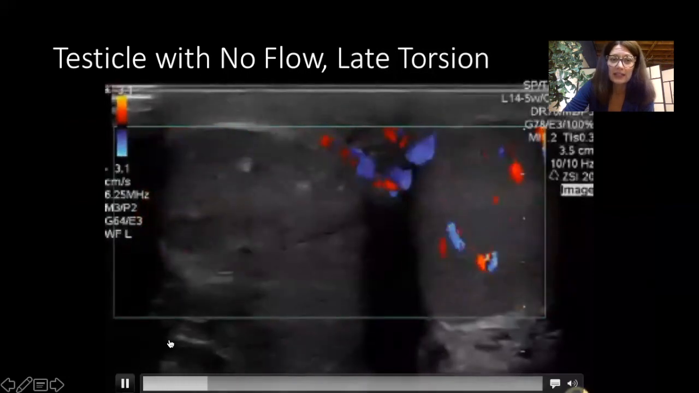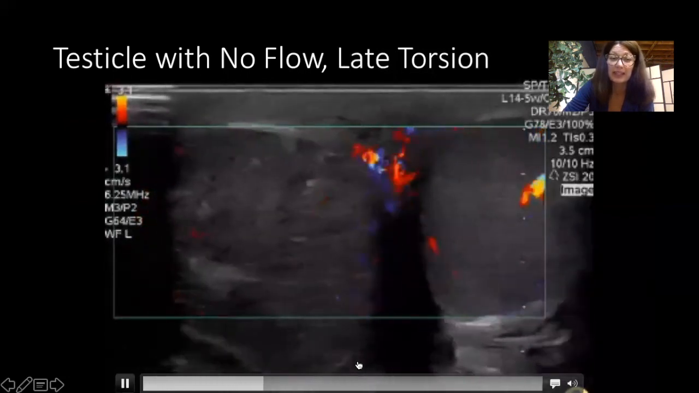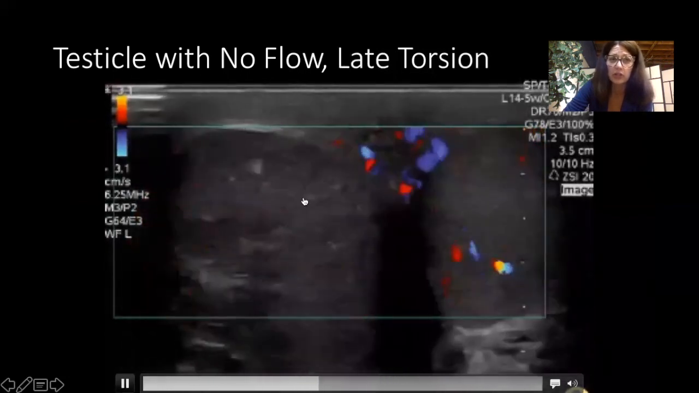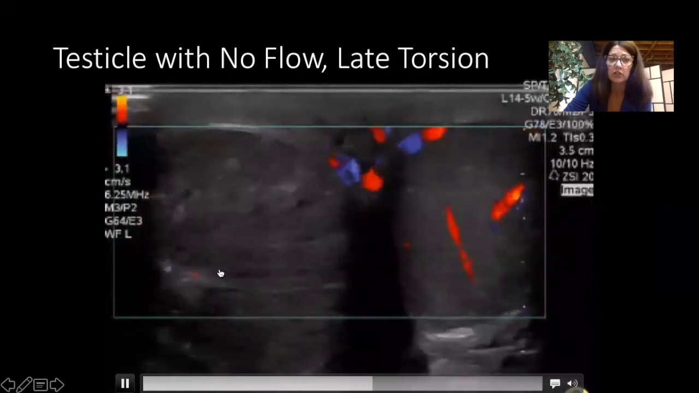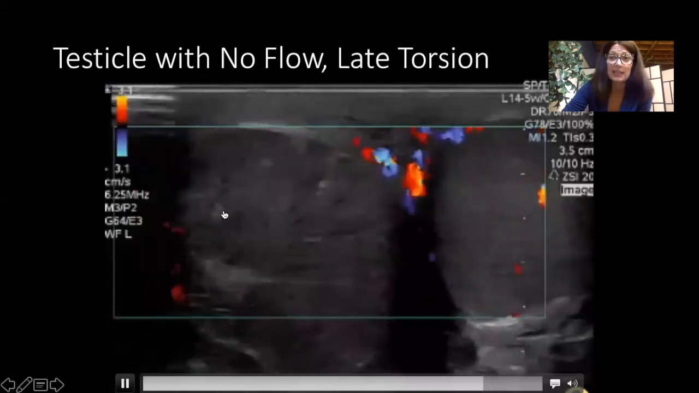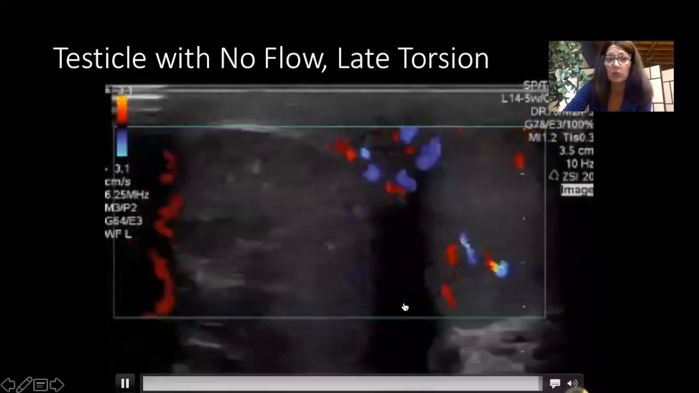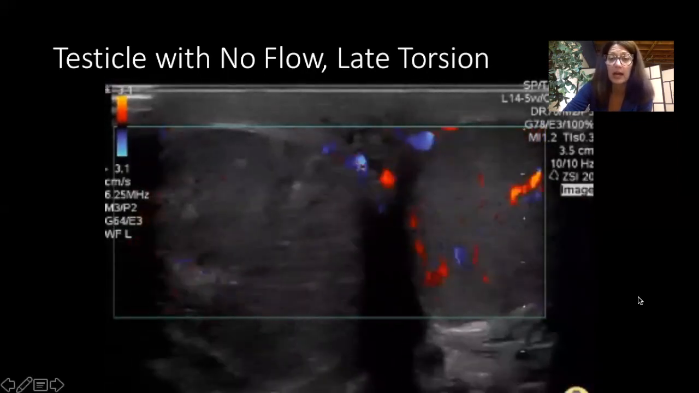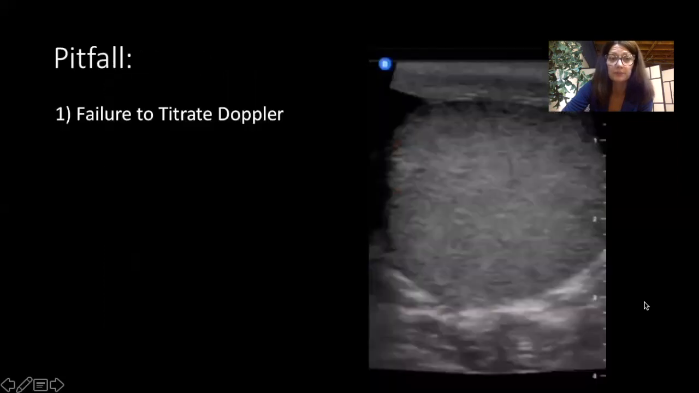On this last clip I have for you, this is a later torsion where the echo texture of the testicle is actually starting to change because of the lack of blood flow. So in this case, I definitely wouldn't hesitate to call urology right away. This patient needs to go to the OR.